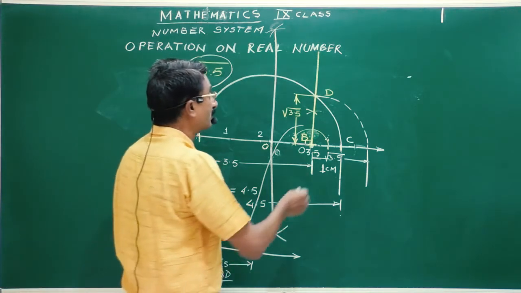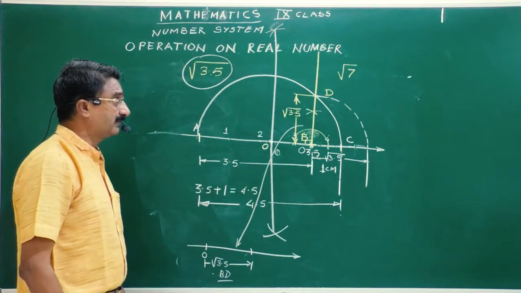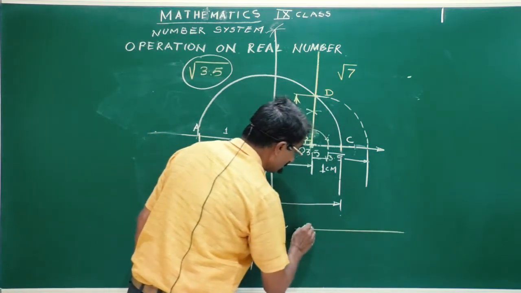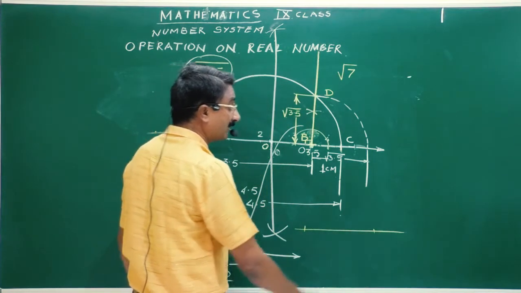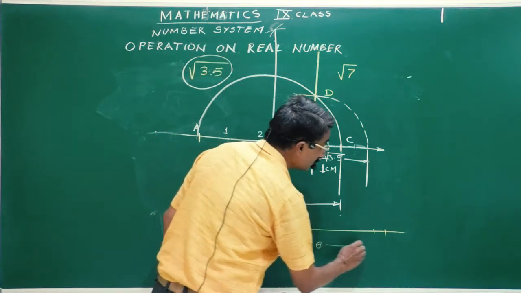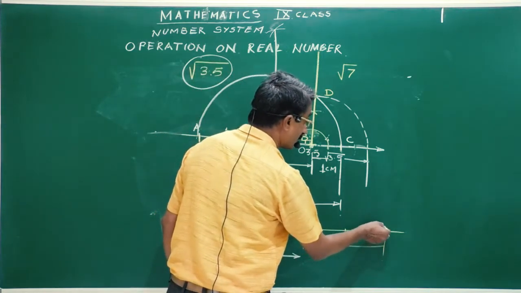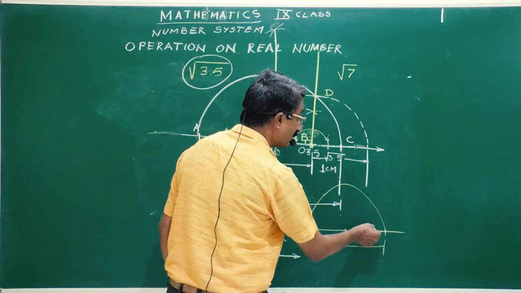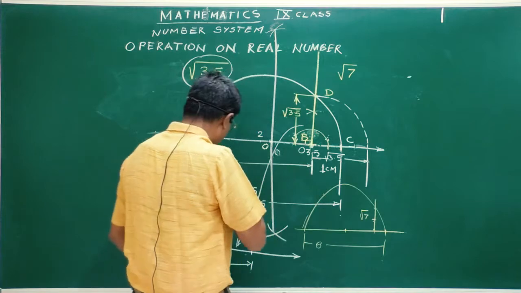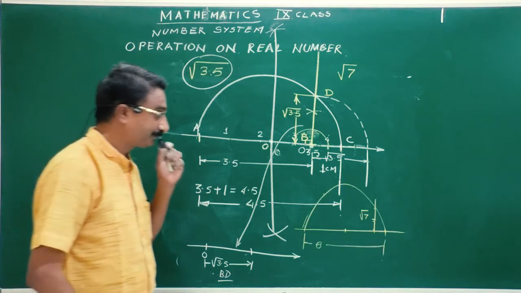Suppose you want to draw under root 7. So what will we do? First of all, we will draw a line of 7 centimeter. Then add 1 centimeter. So how much will this total be? The total will be 8. Then bisect it. Then draw a semicircle. Then draw the perpendicular. So this distance will be equal to under root 7.